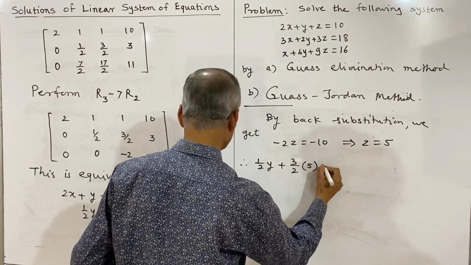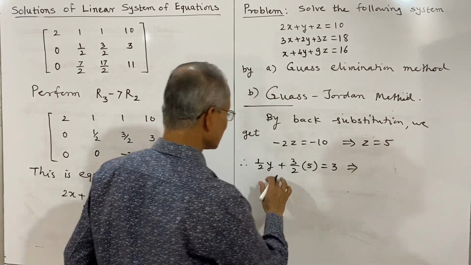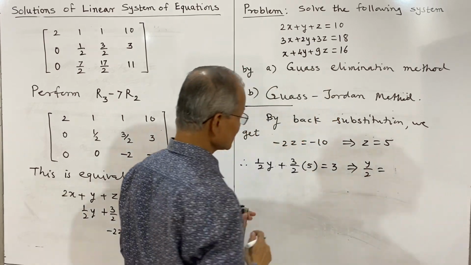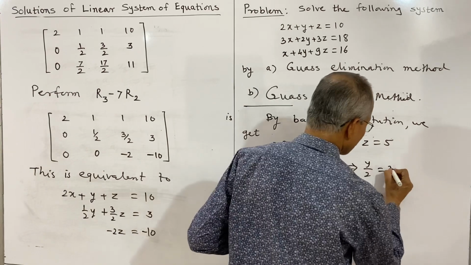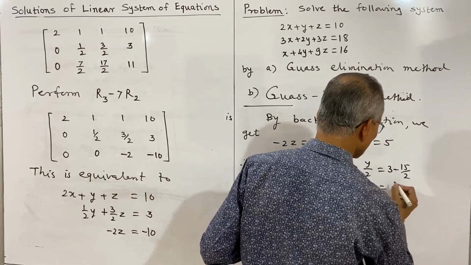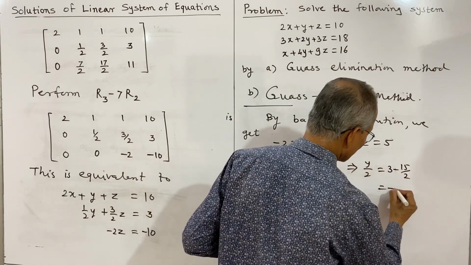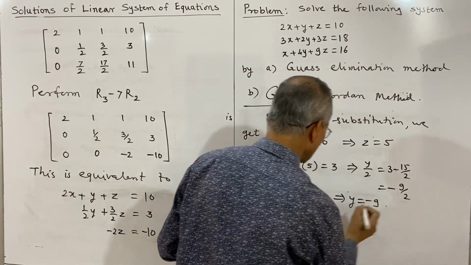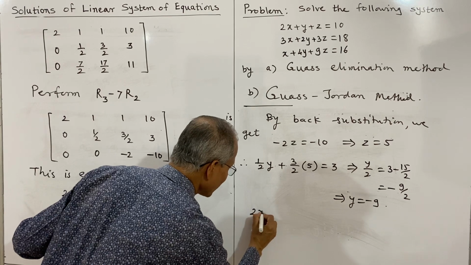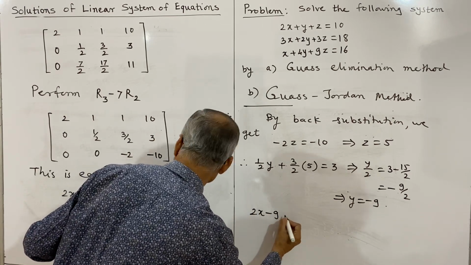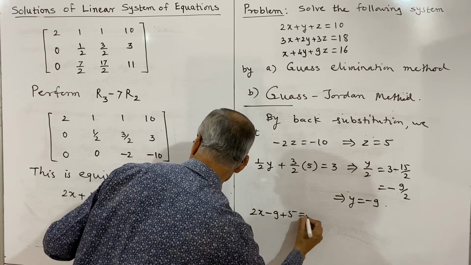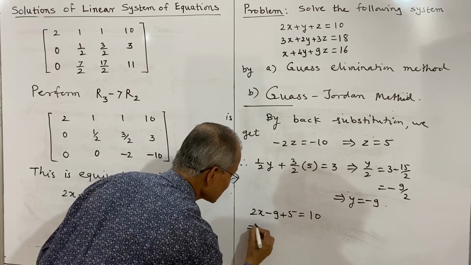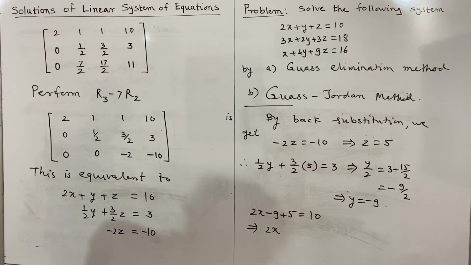z/5 is equal to 3, and this implies what is the value of y? You see, half y, or y by 2, is equal to 3 minus 15 by 2, which is equal to 9 minus 9 by 2, and thus this gives y is equal to minus 9. And from the first equation we write these values: 2x plus y is minus 9 and plus z is 5 is equal to 10, or this implies 2x is equal to 17.